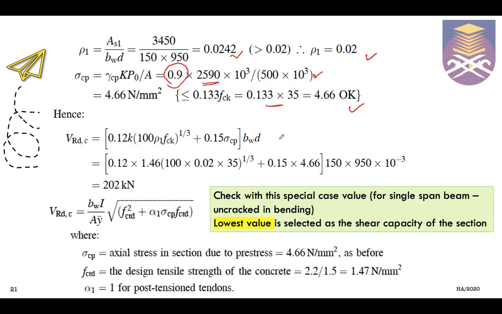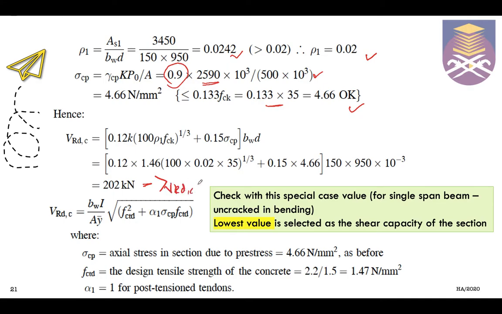Based on that, we substitute all those values in the equation and we will get 202. As for this example, it is not shown here, the next equation of VRd,c minimum, which is VRd,c equals 0.035 and so on. But the value that we have already calculated here exceeds that VRd,c minimum value.